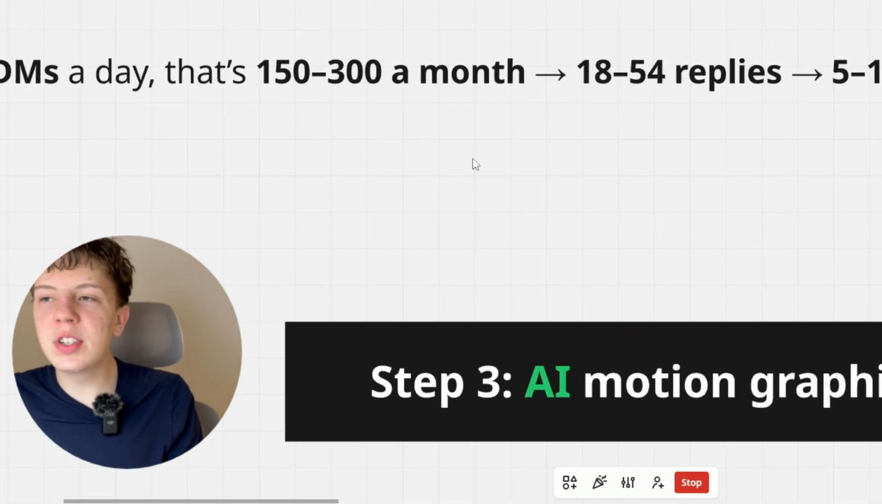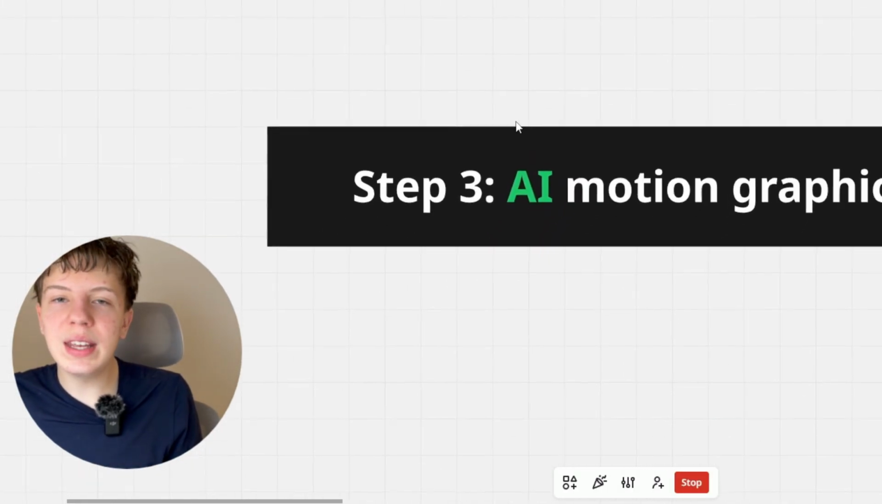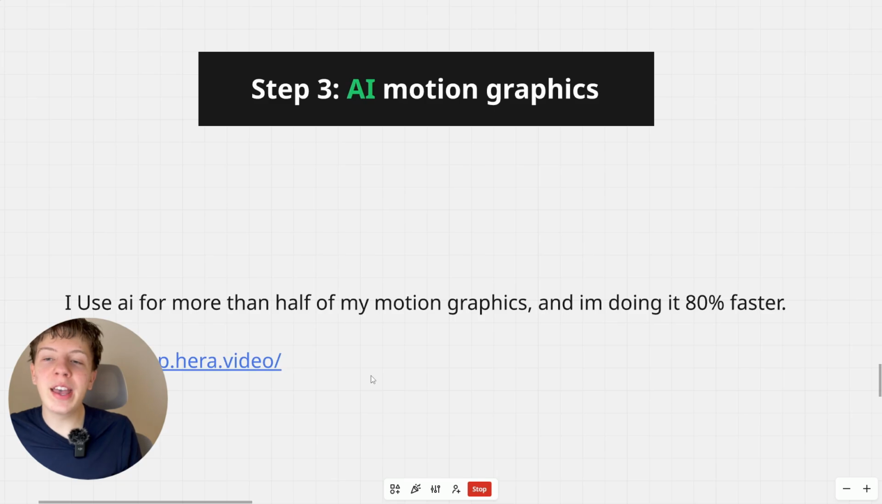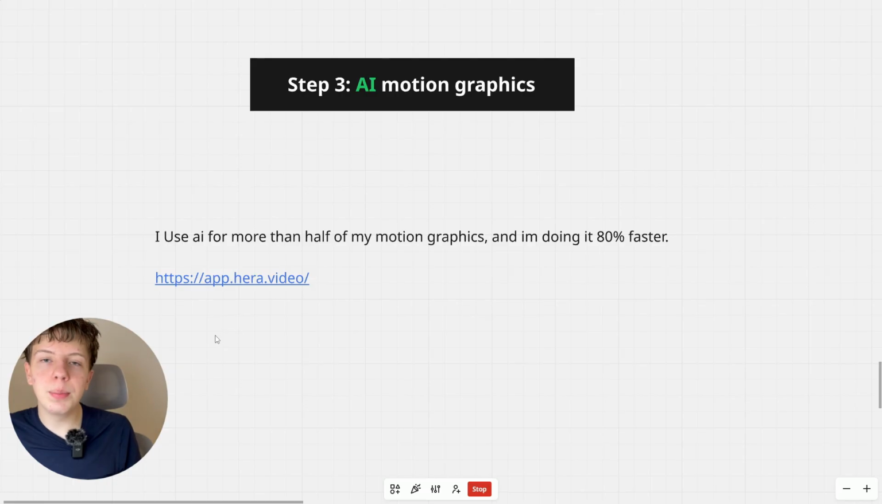Once you've sent your outreach, maybe even gotten your first clients, you need step 3, and that's AI motion graphics to save even more time when editing. Right now I actually use AI for more than half of my motion graphics, and I'm doing it 80% faster. The best and easiest website to do this is Hera, so let's go check it out.